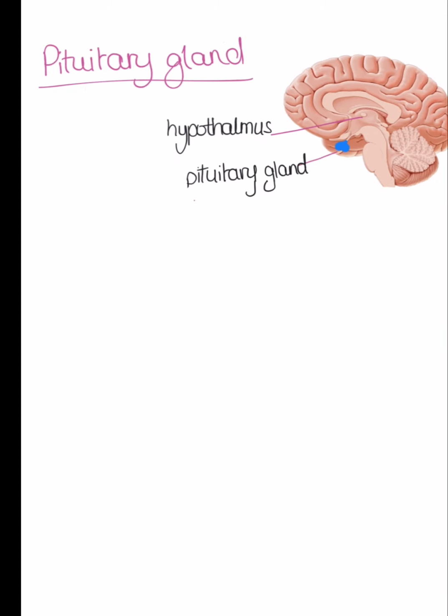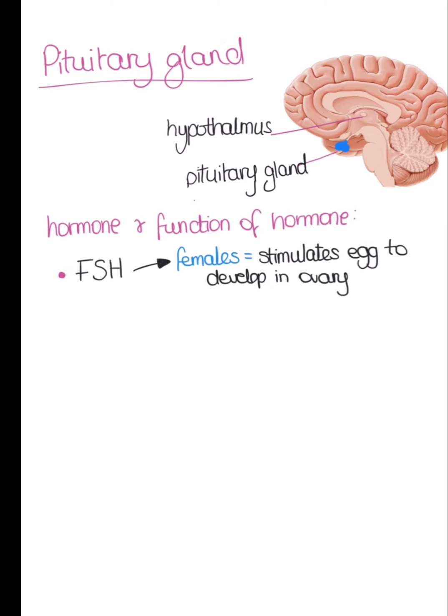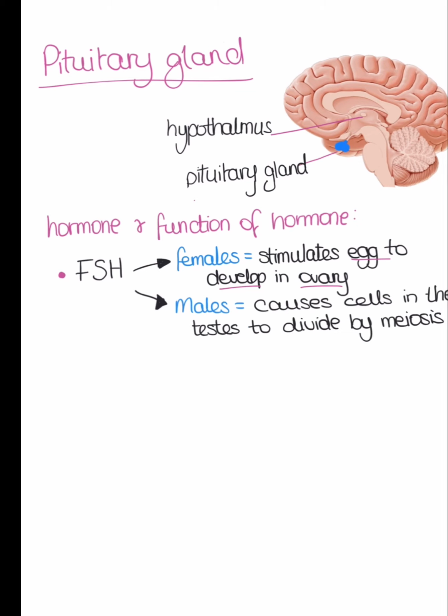The second gland I'll talk about is the pituitary gland. The pituitary gland is also found in the brain and it serves many functions. Firstly, the pituitary gland secretes FSH. In females, FSH stimulates the egg to develop in the ovary, whereas in males it causes the diploid cells in the testes to divide by meiosis to produce haploid sperm.